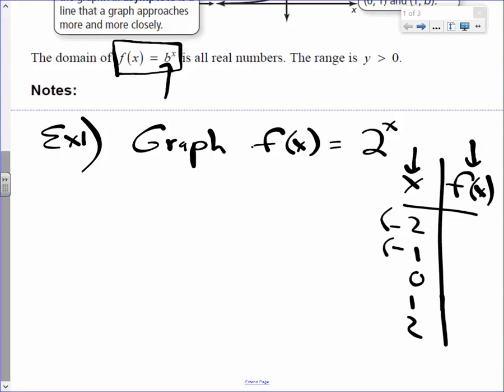The first input value is -2. So let's do it. The function at -2 equals 2 to the -2 power. So right now, this is the note section at the bottom. We're gonna put the work on the note section, and we're gonna put the graph on the graph paper. So right now, let's just do the work here.